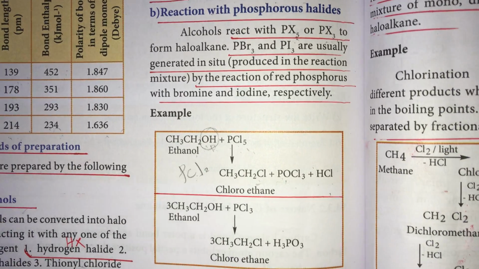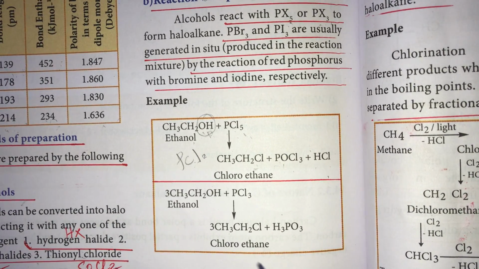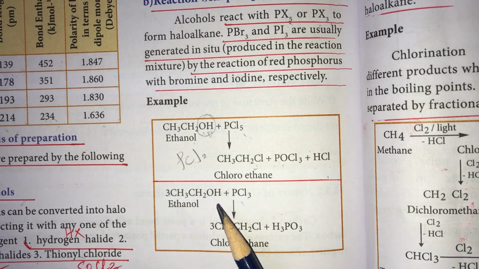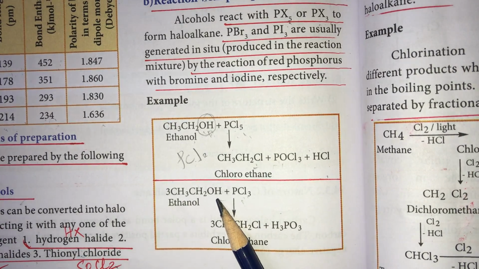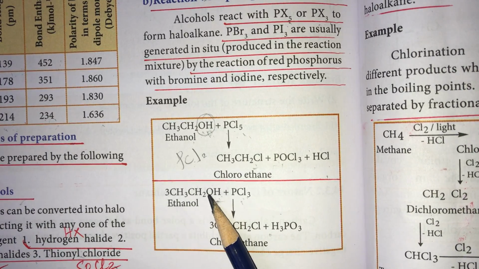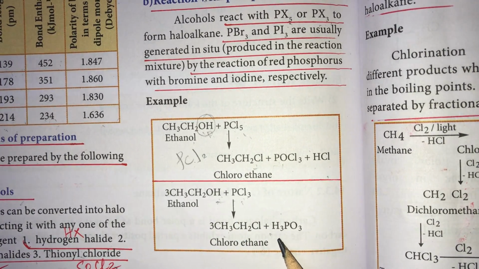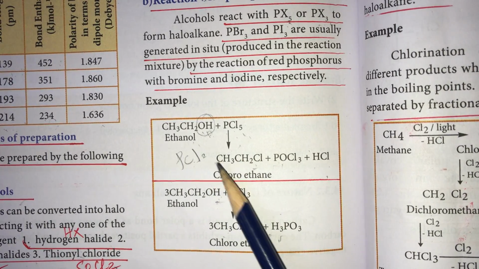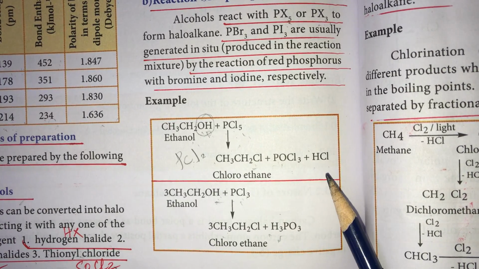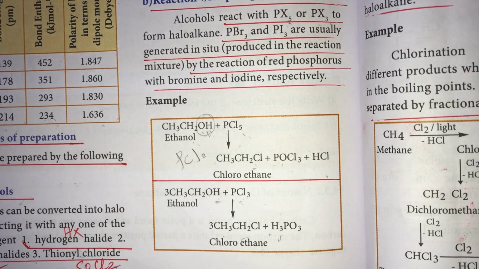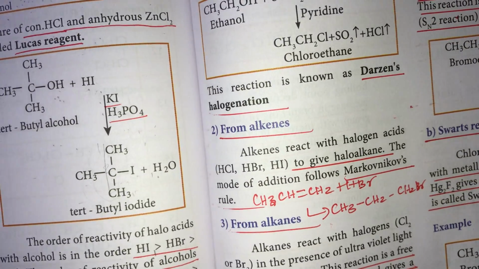Next is the reaction of ethyl alcohol with PCl3. 3 molecules of ethyl alcohol react with phosphorus trichloride, and the 3 chlorines get substituted in place of the 3 alcohol groups, thereby forming chloroethane. The remaining 3 hydrogens and 3 oxygens with 1 phosphorus form phosphorus acid. So reaction of PCl5 with ethyl alcohol gives ethyl chloride, phosphoryl chloride and HCl. Reaction of PCl3 with ethyl alcohol gives ethyl chloride and phosphorus acid. This is the reaction of alcohol with phosphorus halide.